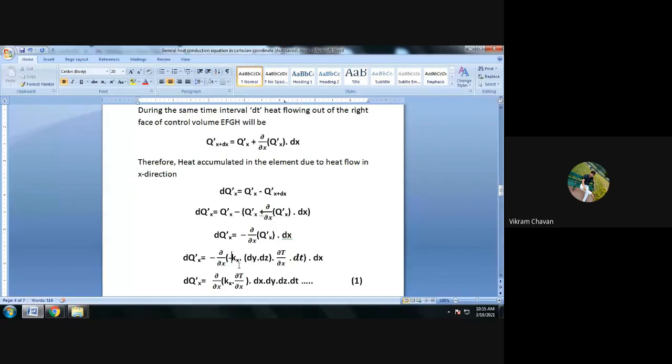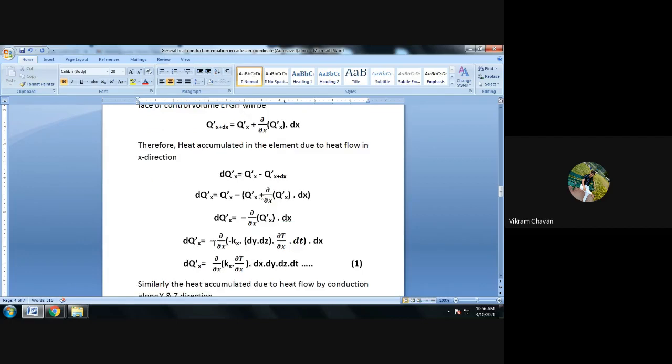So it is equal to minus k suffix x multiply by dy multiply by dz, or in bracket dy multiply by dz multiply by partial t divided by partial x multiply by dt, bracket complete, multiply by dx. Now here we are differentiating with respect to x, so dy and dz are constant. We are taking dy and dz out of the differentiation bracket.